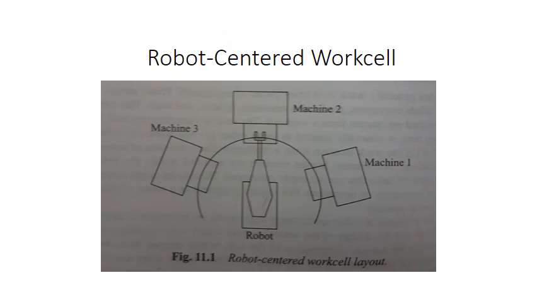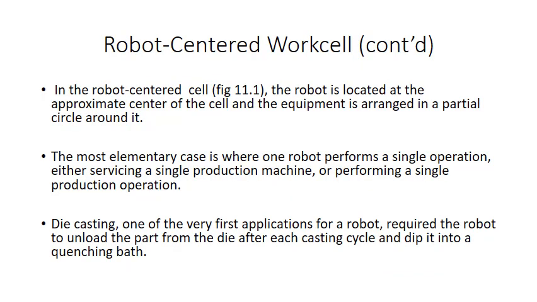Robo-centered workcell. Figure 11.1 is the schematic of a typical robo-centered workcell layout. In the robo-centered cell, Figure 11.1, the robo is located at the approximate center of the cell and the equipment is arranged in a partial circle around it.